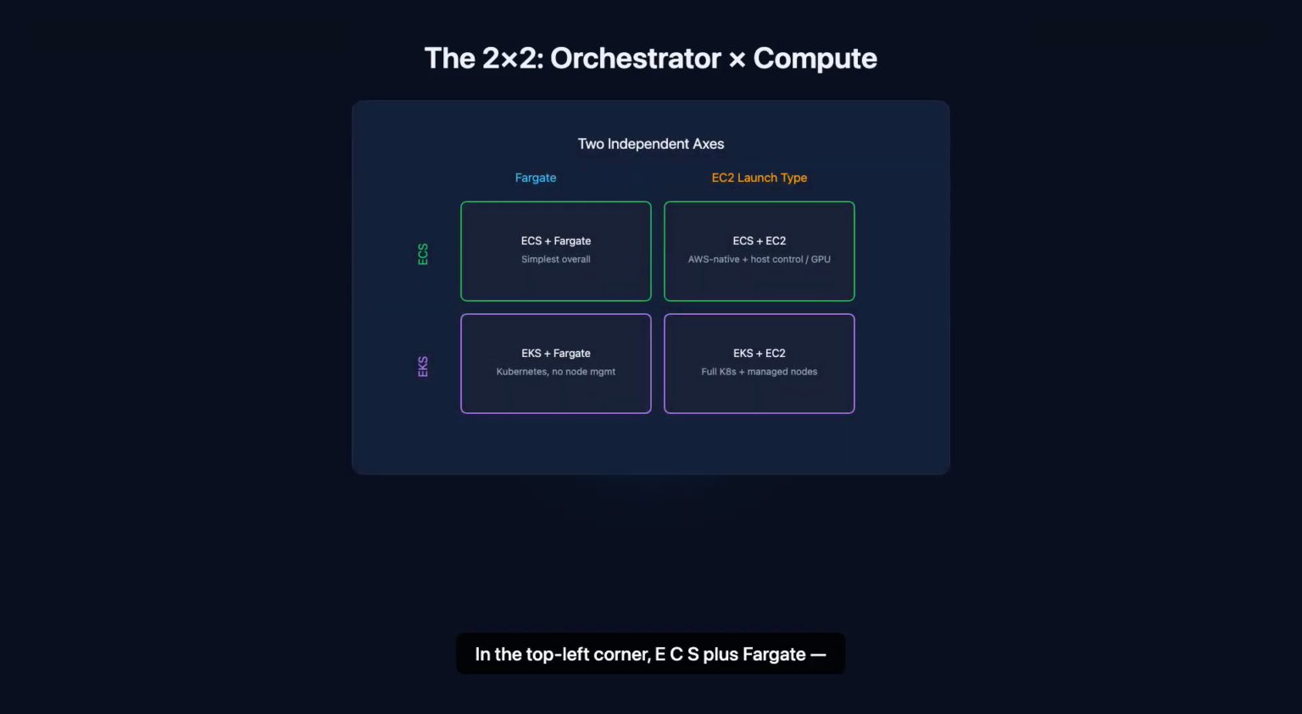In the top left corner, ECS plus Fargate, the simplest overall, and where most standard microservices land. Top right, ECS plus EC2, Amazon Web Services native, but with host level control and GPU access. Bottom left, EKS plus Fargate, full Kubernetes with no nodes to manage. And bottom right, EKS plus EC2, the complete Kubernetes experience with managed or self-managed nodes underneath. 4 boxes from 1 pair of independent choices.